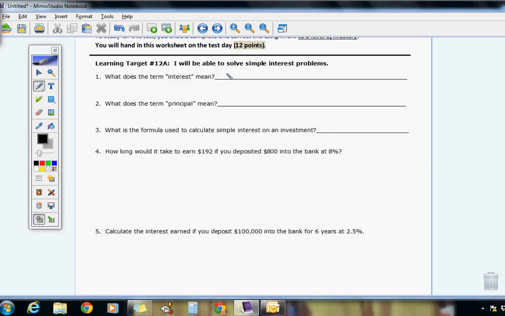What does the term interest mean? That's the feeling you get when you walk into a math classroom. You have interest. But actually another meaning of interest is money that you earn on an investment. So if you put money in the bank, that's an investment. It's the principal you're putting in. So the next one I'm going to say is the money you actually invest. When you're investing, you're taking a principal, putting it in the bank, and hopefully earning interest on that money.